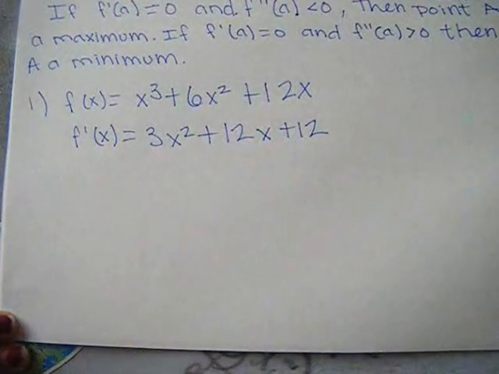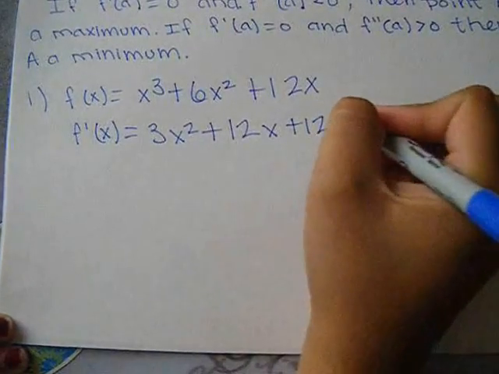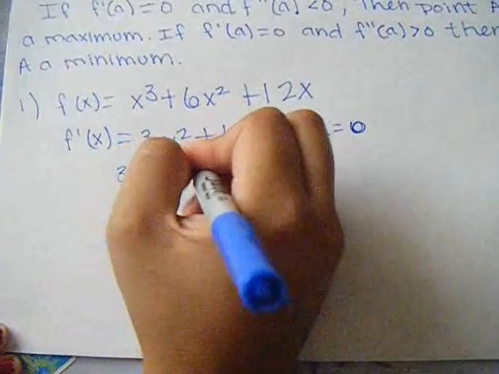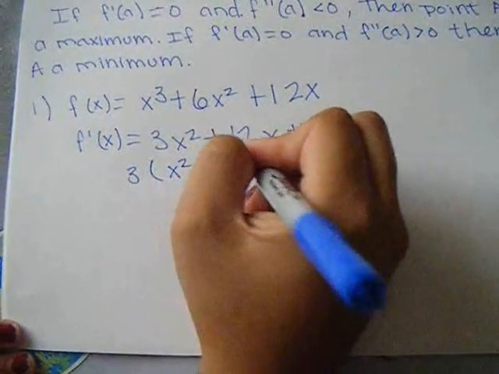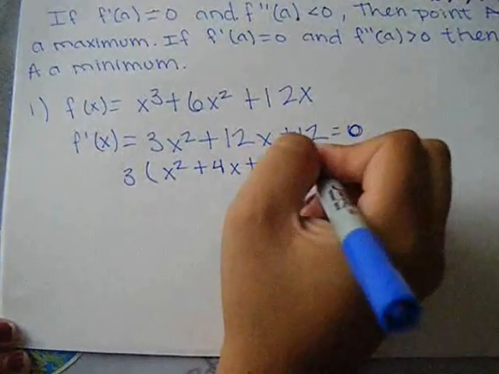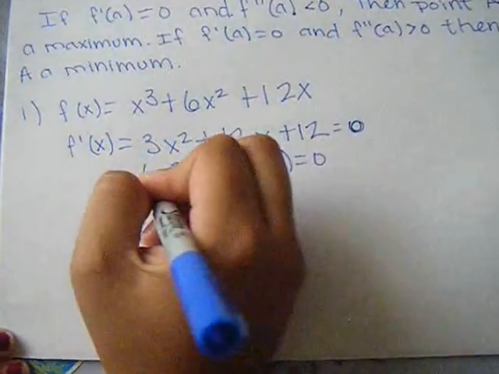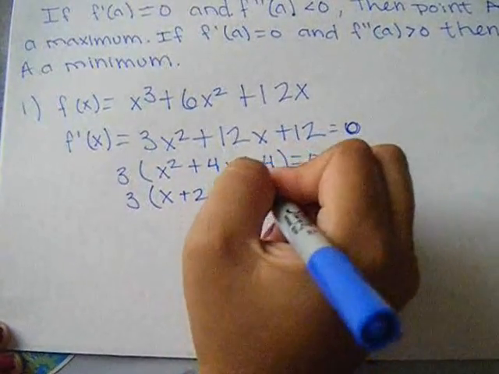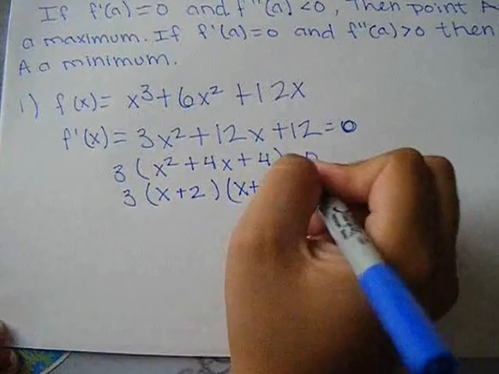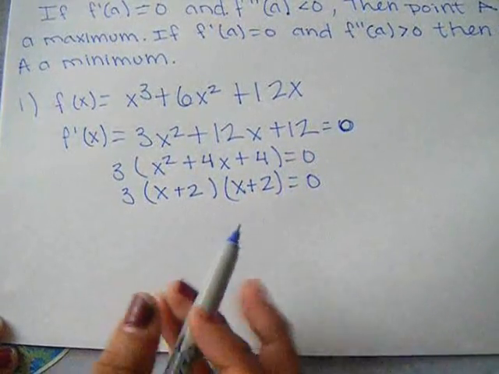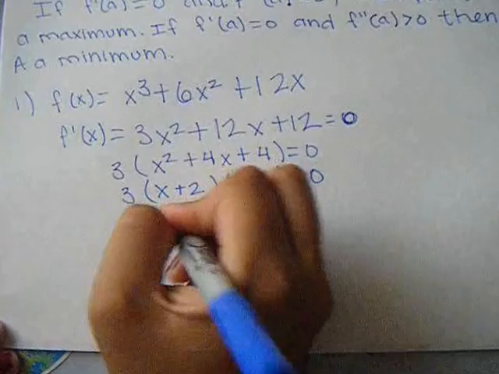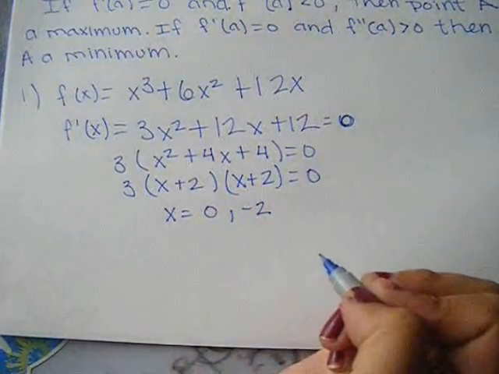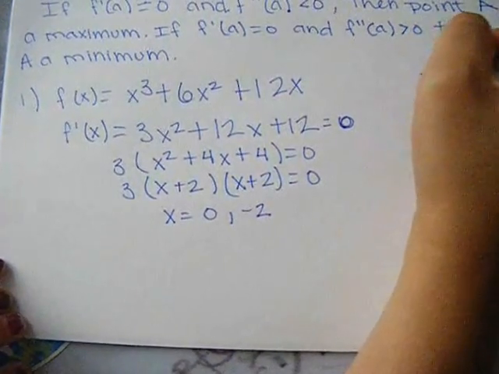Now that we have a first derivative, we're going to want to set it equal to 0. And then we can factor that, and then we can factor that even more. And now we're going to be left with x is equal to 0 and negative 2. And these are going to be our critical points. So let's set these aside.